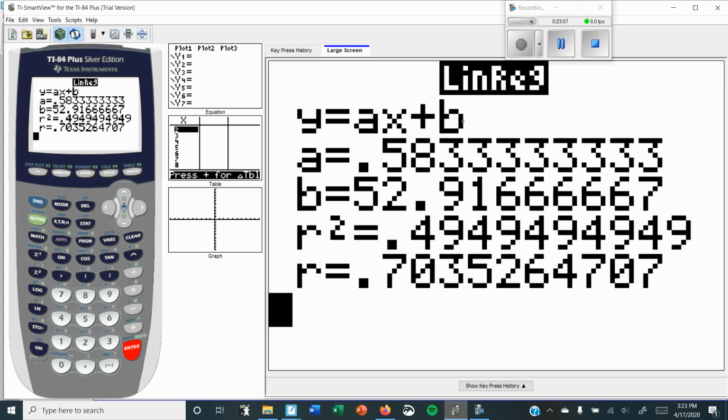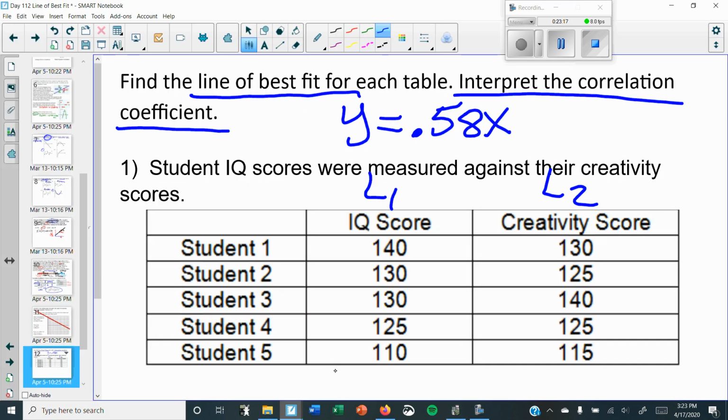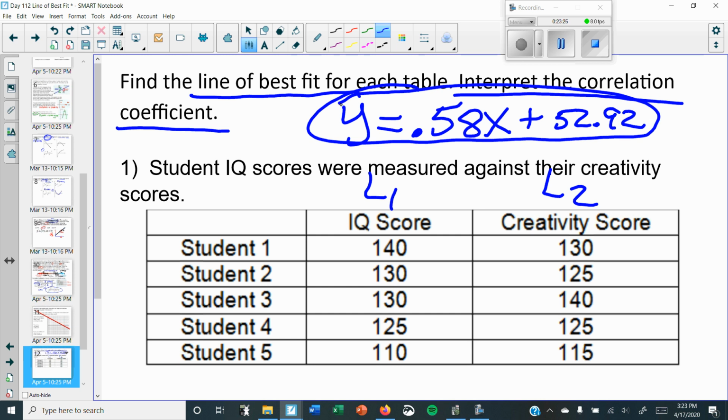And now the rest of it, let's go to the calculator. Now it says plus b. Well, what's my b? 52.91. And what does that 6 tell me to do? Round it up to a 2. So then all you're going to do is write plus 52.92. And there's your answer. The calculator did all the work for you. It says find the line of best fit. We just did. Now the second question says interpret the correlation coefficient.